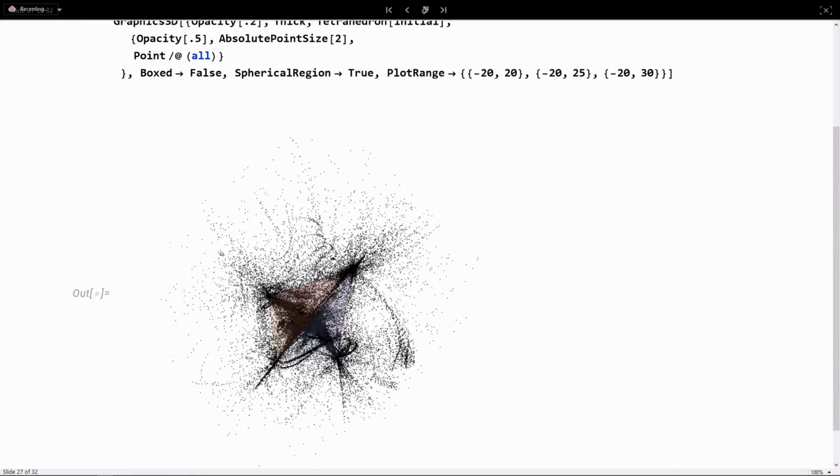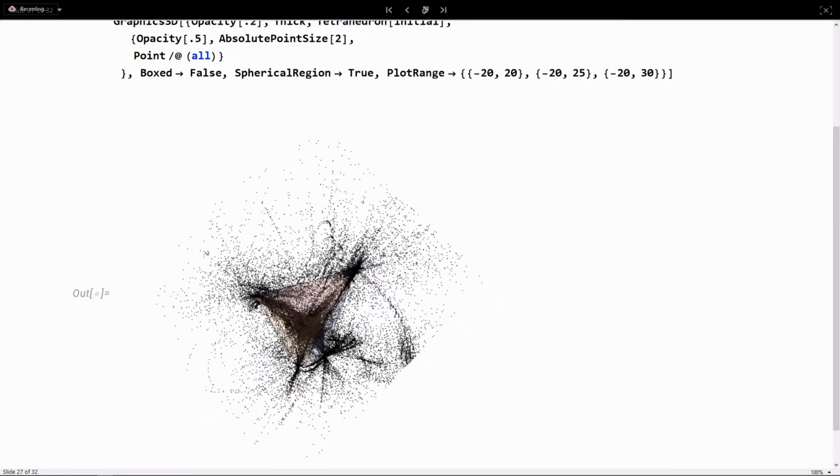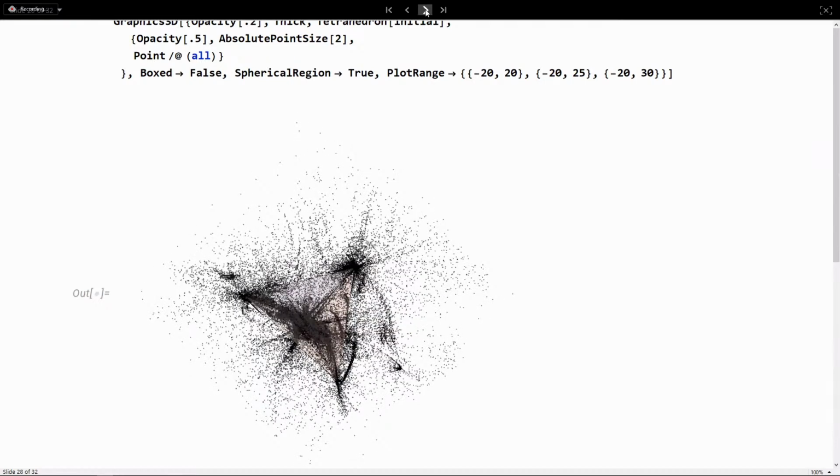Let's see. Now I need to wait for this to finish rotating so I can click the forward button at the top. Looks like I clicked on the image a few too many times. And I'm still waiting for this to finish rotating. Okay.